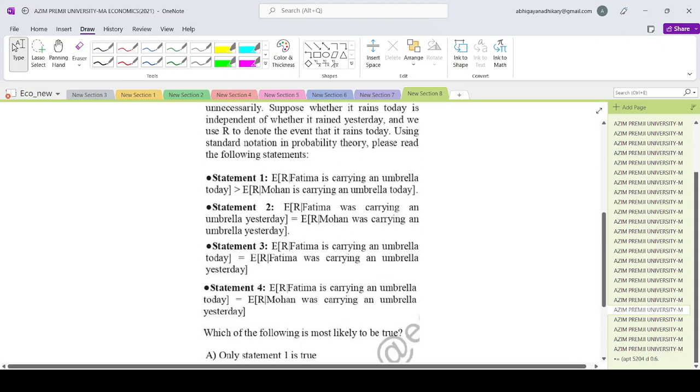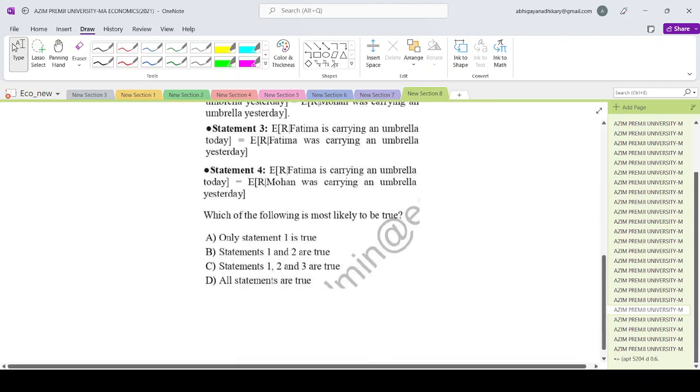Statement one is the expectation of R, that is, it will rain, given Fatima is carrying an umbrella today, is greater than the expected value that it will rain, given Mohan is carrying an umbrella today. Statement 2, both of them carried an umbrella yesterday, that expectation is the same. Okay, so it's basically a point of expectation.